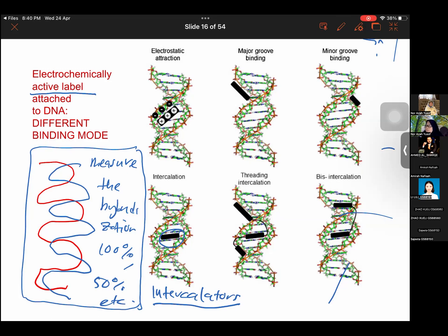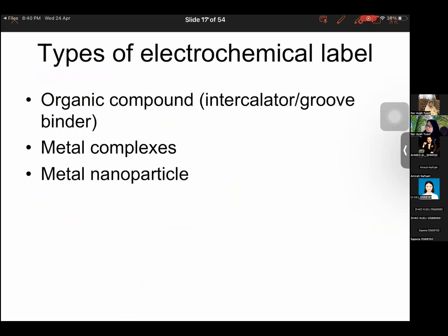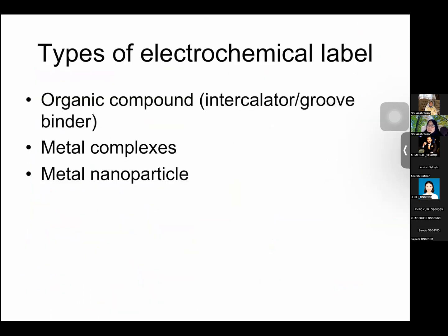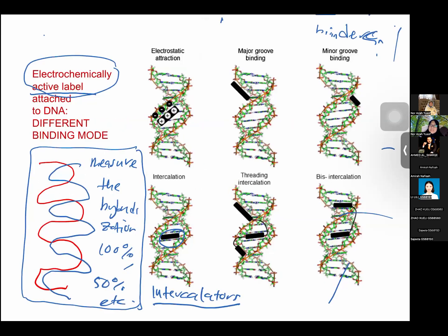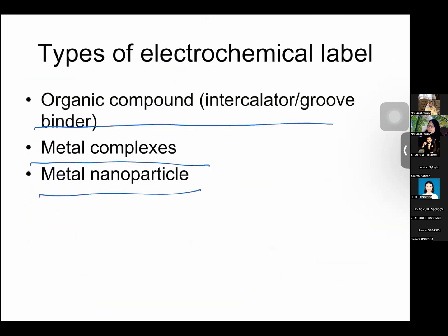So this is what we call a hybridization indicator, but it is electrochemically based. So indicators for electrochemical technique have to be, of course, electrochemically active. I'm going to give you examples. They are organic compounds, metal complexes, and metal nanoparticles. So they are the indicators that are electrochemically active.